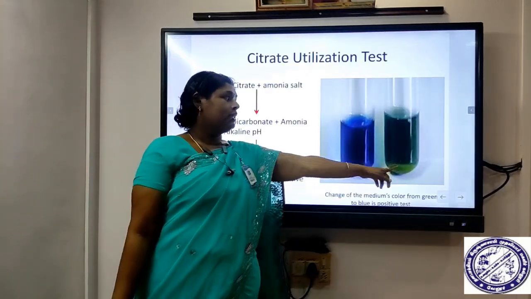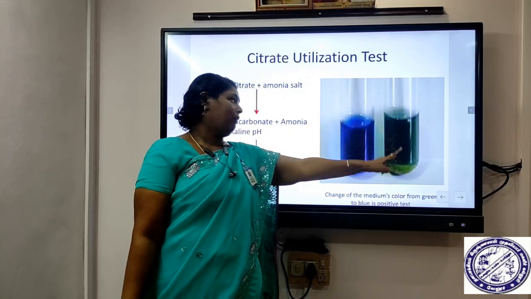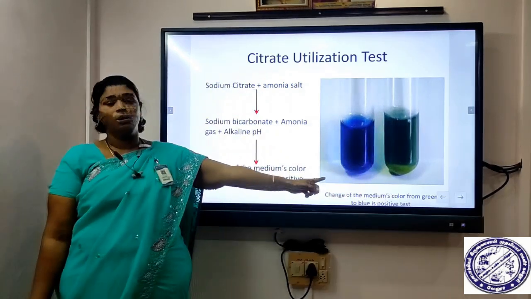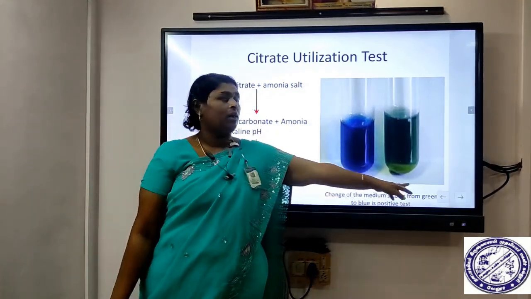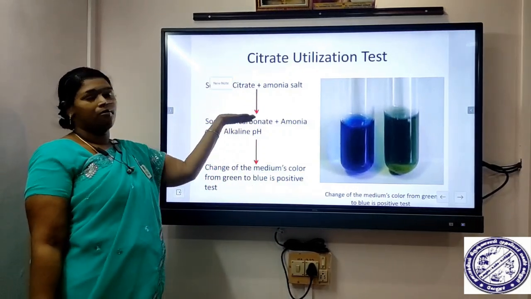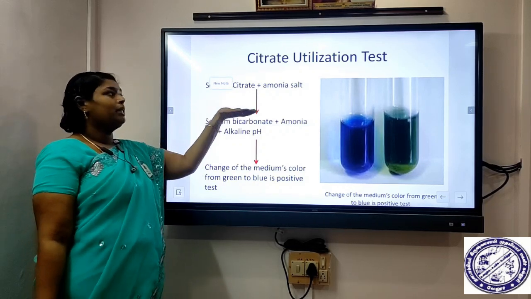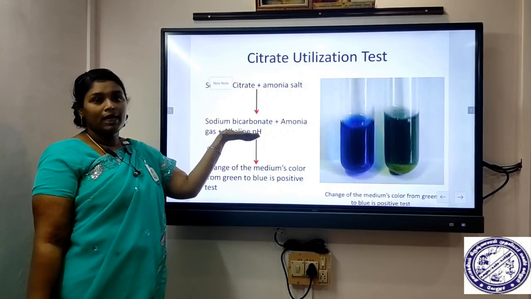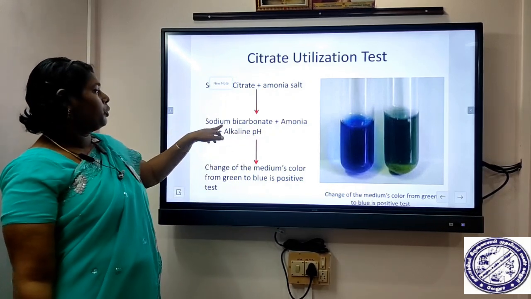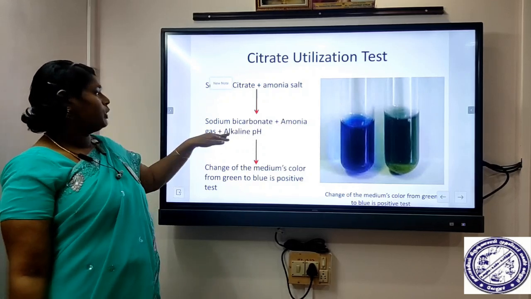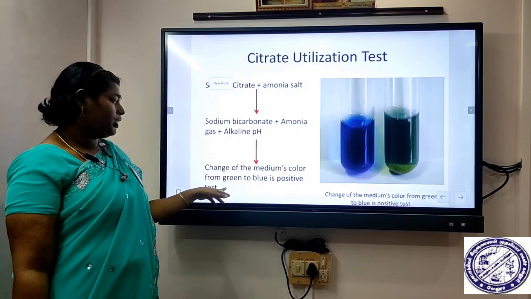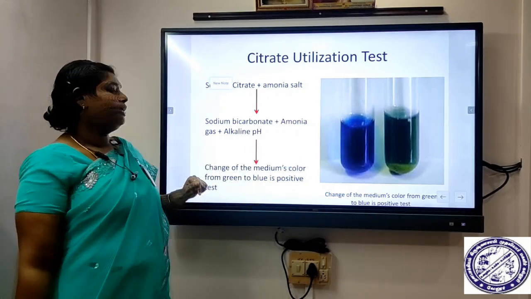Okay, so initially the medium will be green in color. After the utilization of sodium citrate, this green color will be turned into blue color. So this is the positive reaction and this is the negative reaction. So see, the sodium citrate plus ammonium salt will be present in the initial medium. Okay, so when the medium has been utilized by the bacterium with the help of the enzyme citratase, they convert the medium into sodium bicarbonate plus ammonia with the liberation of alkaline pH. This pH changes the medium from green to blue. So this is the positive reaction.